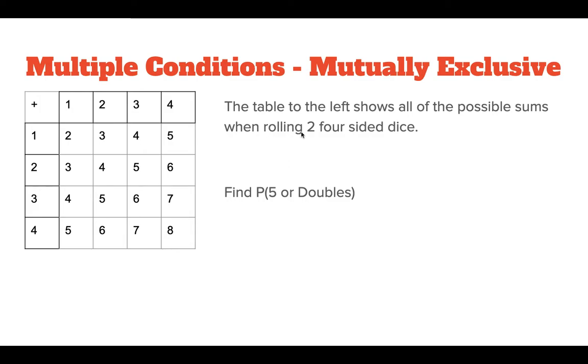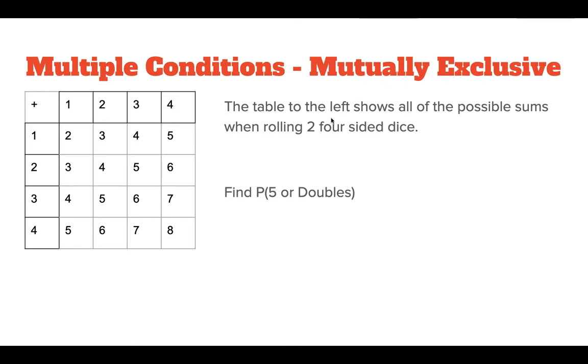So in this example, the table to the left shows all the possible sums when rolling two four-sided dice. And you see that I have two conditions, rolling a 5 or rolling doubles. So if I say union, what I mean is I'm adding together the probability of the 5 and adding together the probability of doubles. What you're going to see for the new word is mutually exclusive.